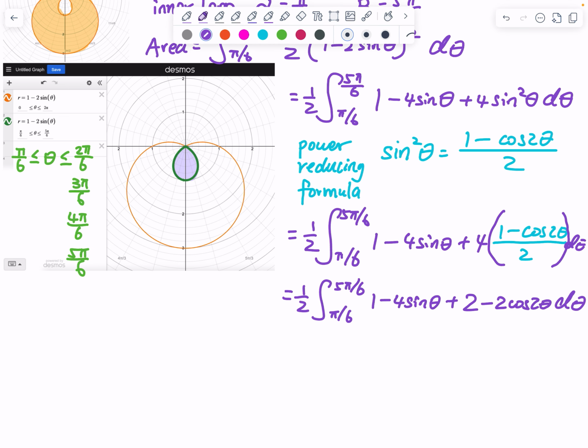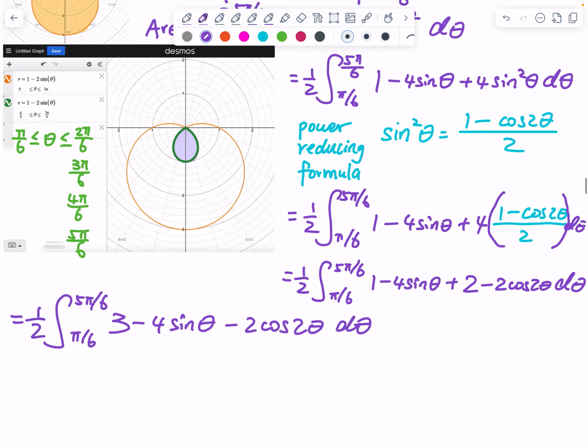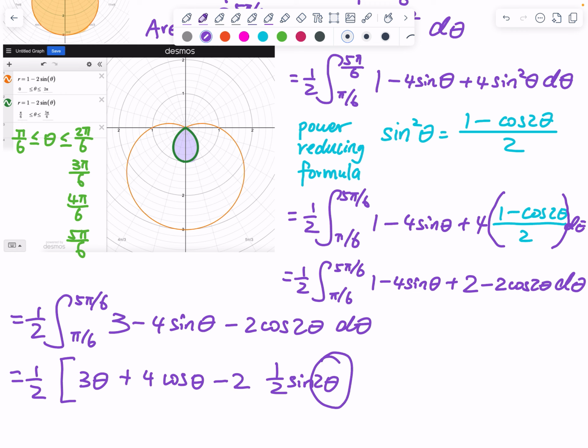Okay, let's move this up. 1/2 integral, 3 minus 4 sine theta. You can integrate one term at a time. Okay, then we are ready to integrate. 1/2, the integral of 3 is 3 theta. The integral of sine is negative cosine, then plus 4 cosine theta. The integral of cosine is sine, so you have a 2 sine of 2 theta, and then you need to prepare a 1/2 because by chain rule, the derivative of this produces a 2. You need that 1/2 to get rid of the 2.